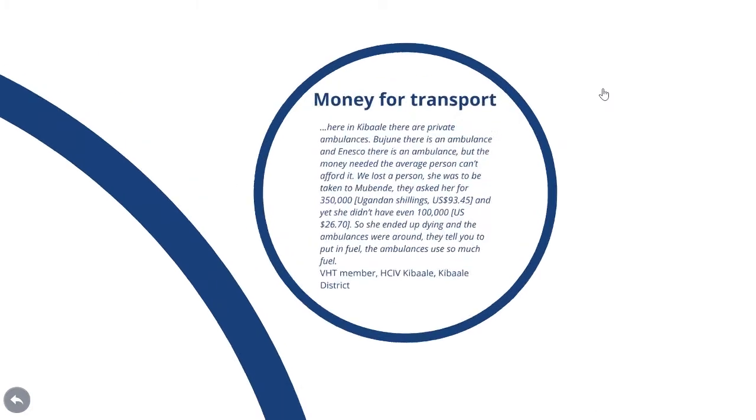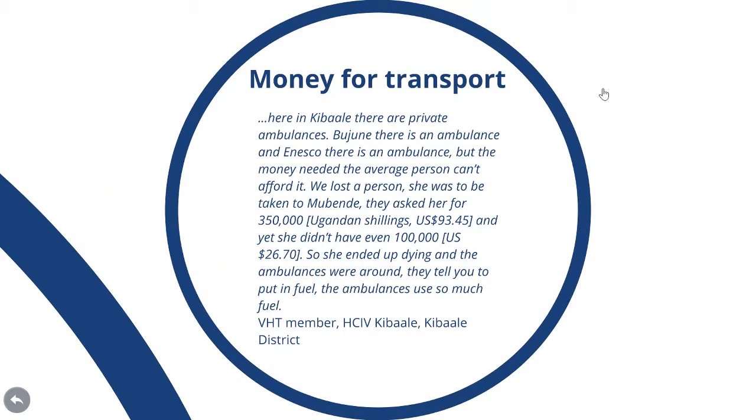Under money, you have the money for transport. And here's a quote. Here in Chivale, there are private ambulances. In Ujune, there is a private ambulance. In Inesco, there's an ambulance. But the money needed, the average person can't afford it. We lost a person. She was taken to Mubende. They asked her for 350,000 Ugandan shillings. And yet she didn't even have 100,000 Ugandan shillings. So she ended up dying, and the ambulances were around. They tell you put in fuel. The ambulances use so much fuel.